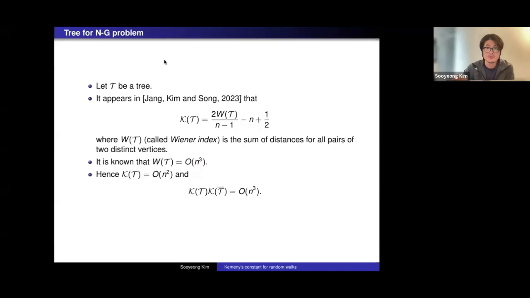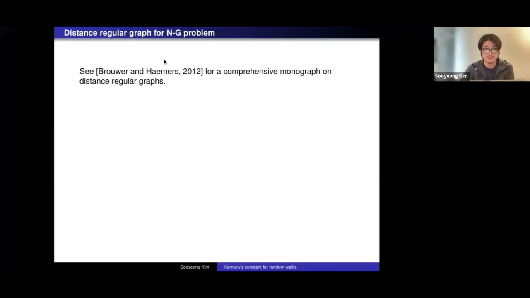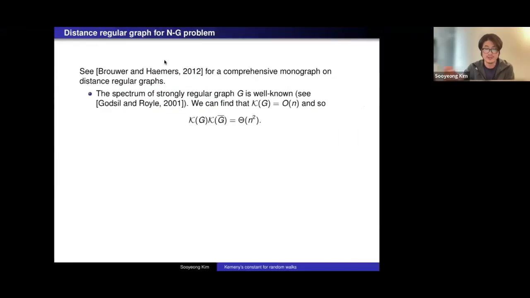Okay, so let me introduce the last family for the Nordhaus-Gaddum problem. I'm not going to go over the details or the definition. Let me just briefly introduce the results about distance regular graphs. We have seen that the diameter 1 case is the complete graph, of order n. And then the diameter 2 case is going to be a strongly regular graph.